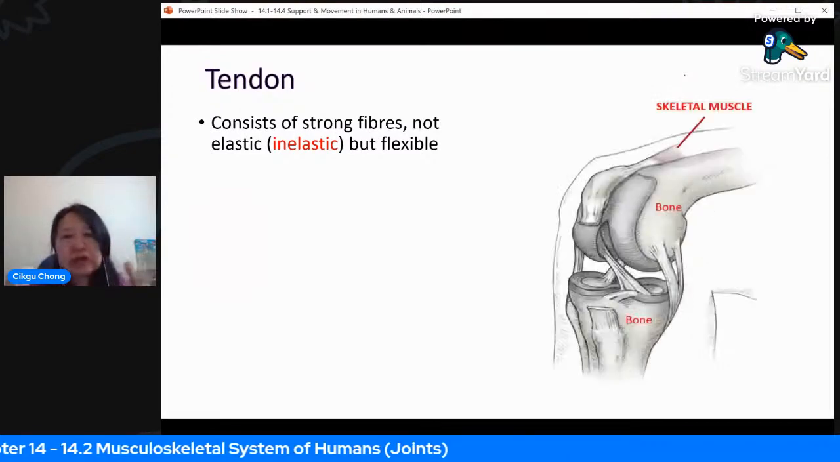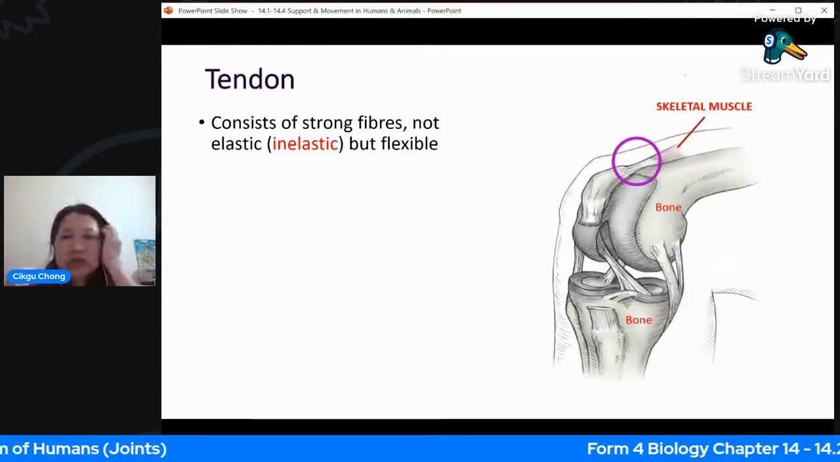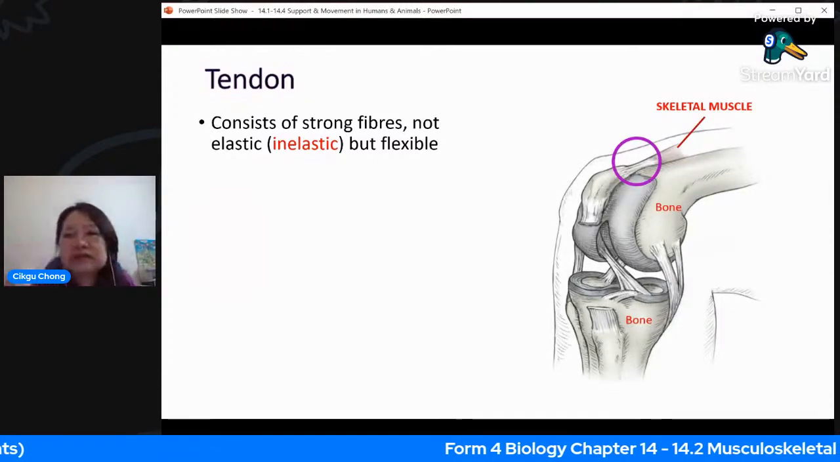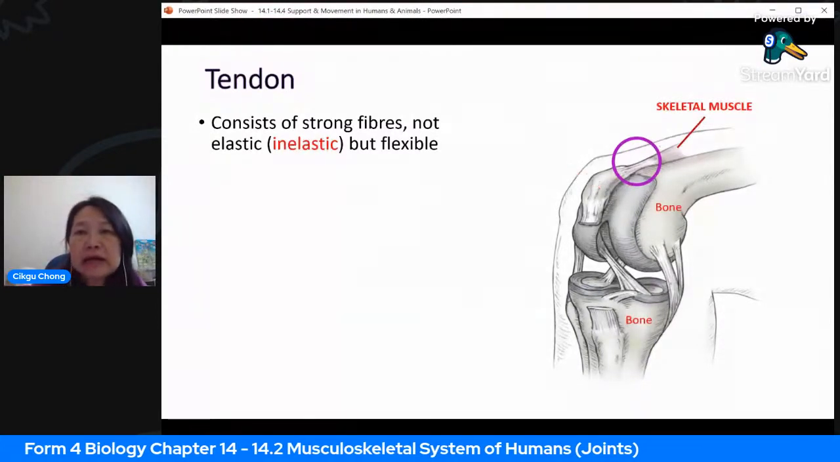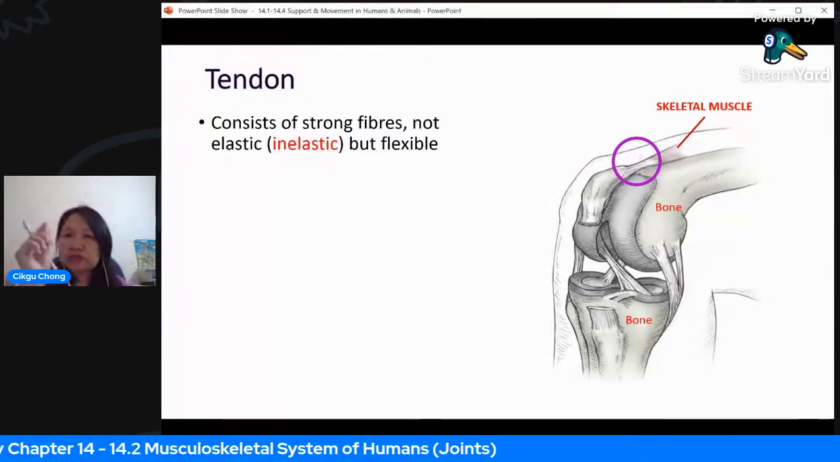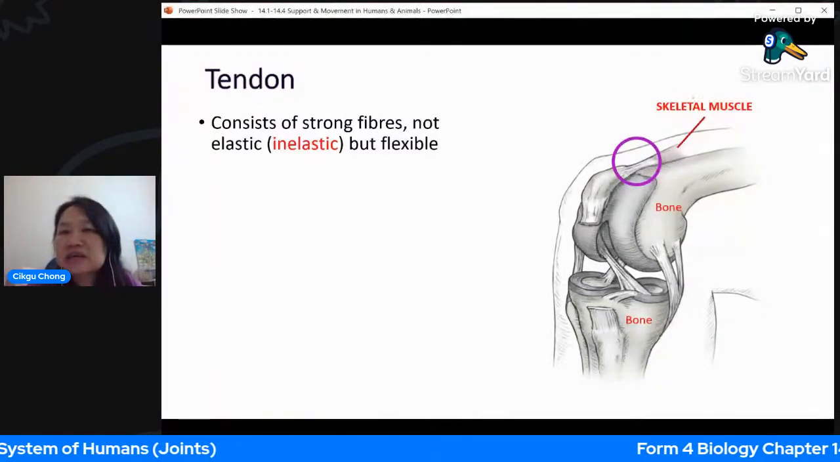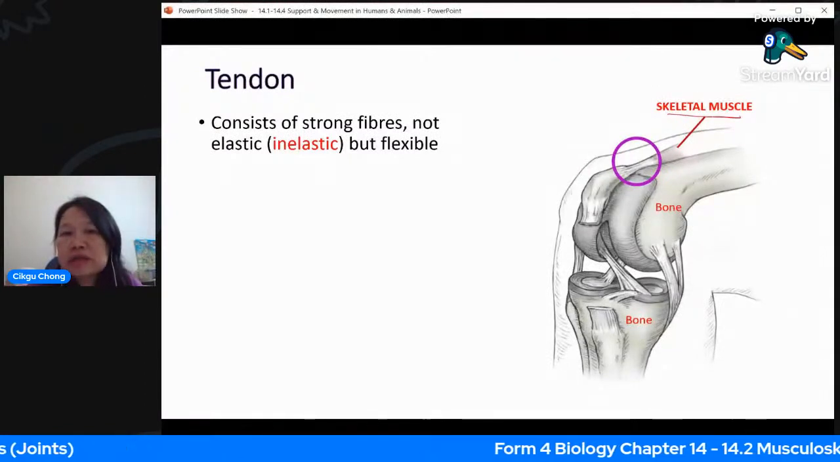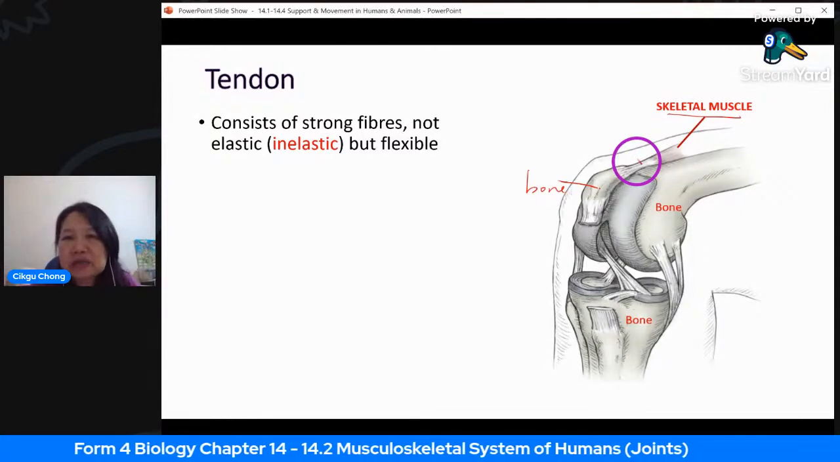Now you see where is your tendon? Look at this structure here. Do you notice that this is the bone, right? This is the patella, your kneecap. And you find there's one part of the tissue which is white or yellowish in color that connects your skeletal muscle to the bone. This is the patella bone. And that part is called the tendon.